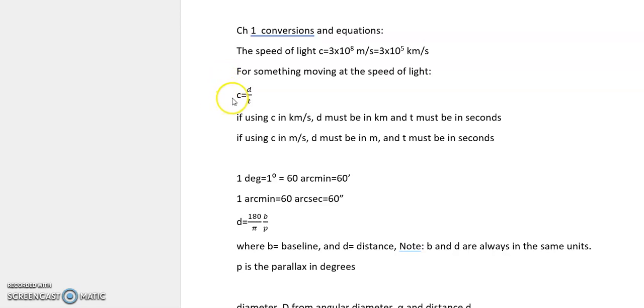Here's our first equation. The speed of light is equal to distance divided by time. The speed of light is always represented by the symbol c. Its value is 3 times 10 to the 8th meters per second, or you could write it as 3 times 10 to the 5th kilometers per second. All right, depending on the circumstances, it might be better to use it that way.